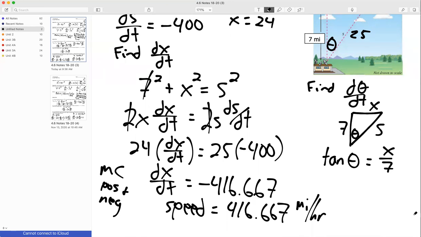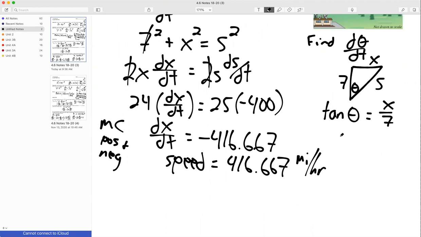I'm okay with awkward silences. Are you? Maybe the people watching the video aren't. What are we looking for? What are we trying to find? d theta dt, right? So we might get stuck if we forget to tag our variables. So the derivative of tangent of theta is not just secant squared of theta. It's what? Secant squared theta d theta dt. How about that?